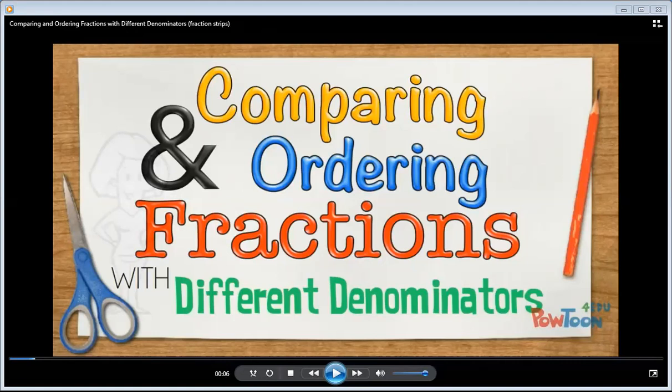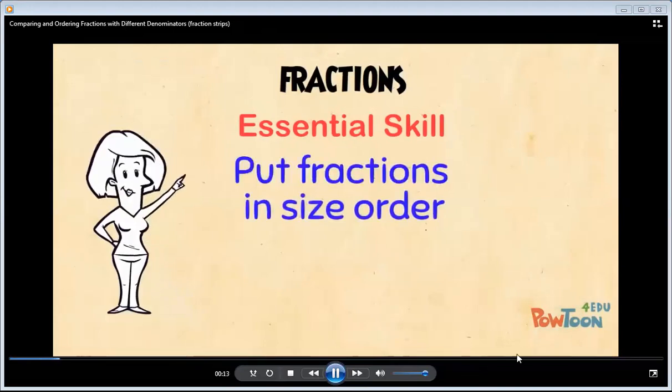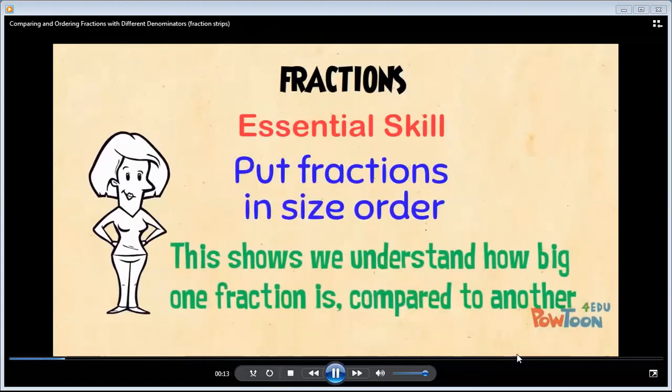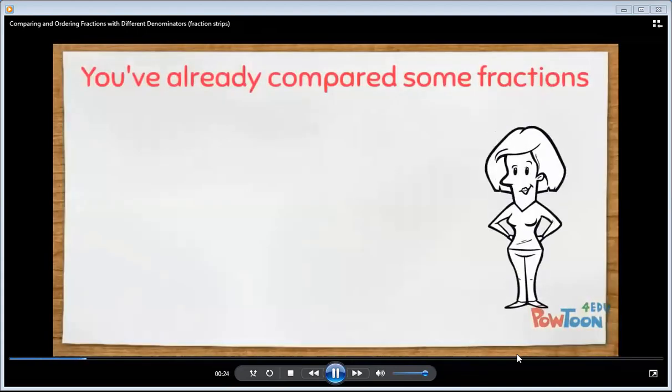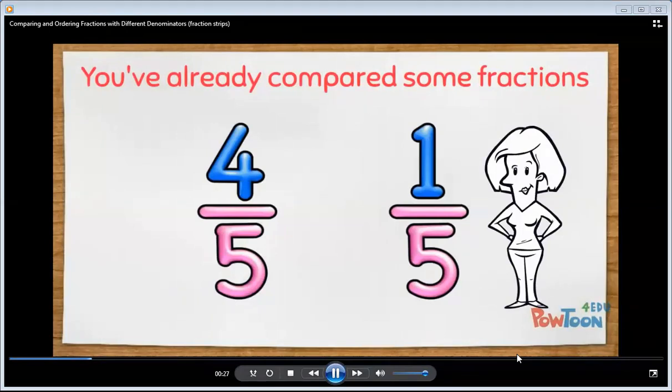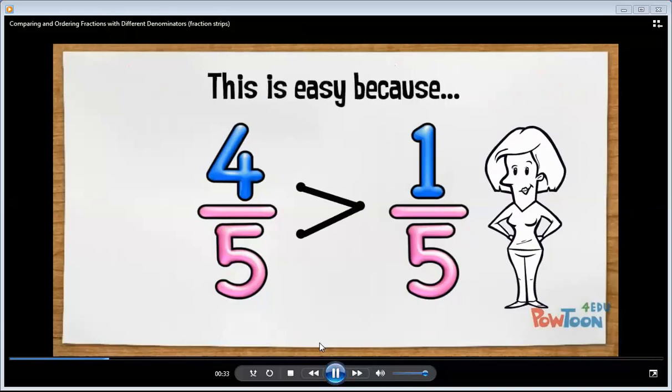Okay, so let's start. When we study fractions in math, an essential skill we all learn is to put fractions in size order. This shows that we understand how big one fraction is compared to another. I hope you've already compared some fractions like this. Here, 4/5 is greater than 1/5.